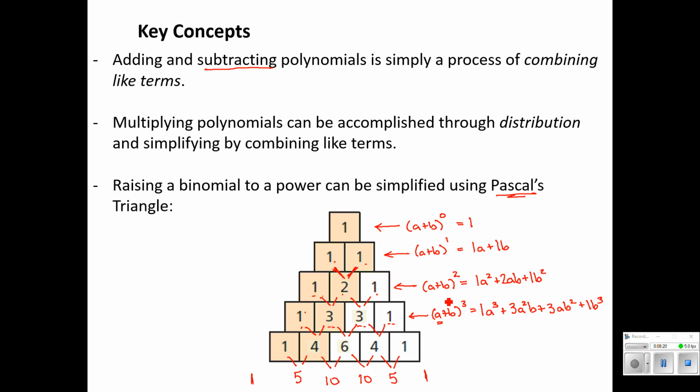Very helpful if we're trying to raise a binomial to powers. Notice we didn't have to combine like terms in any of these little examples at all. Very helpful.